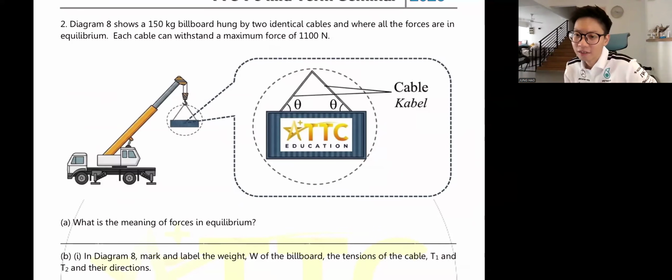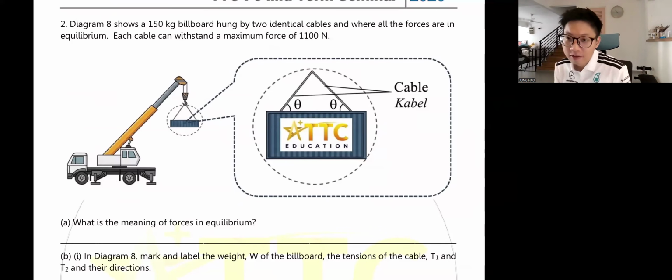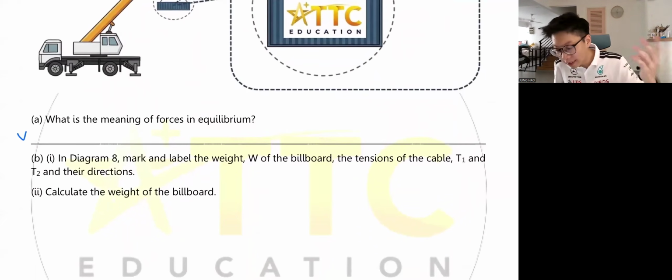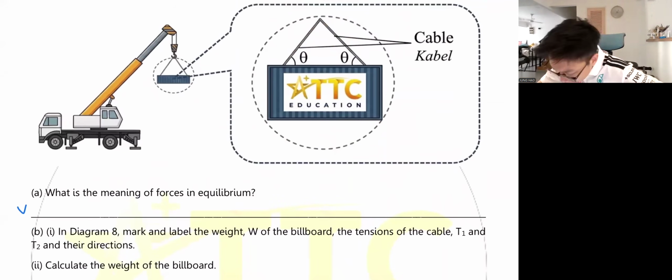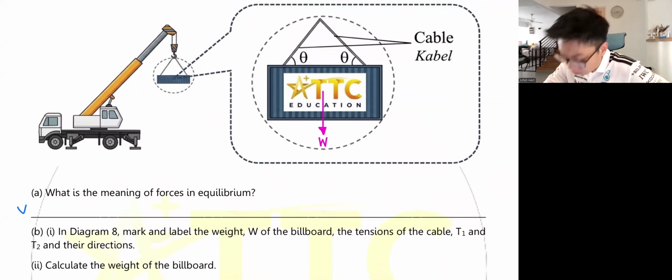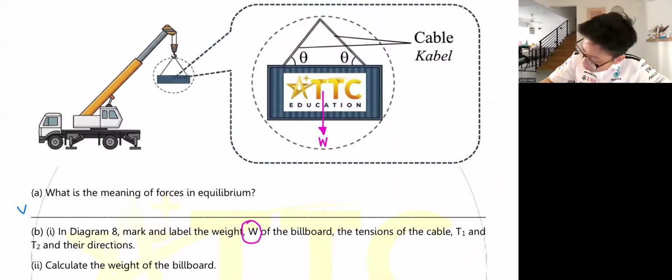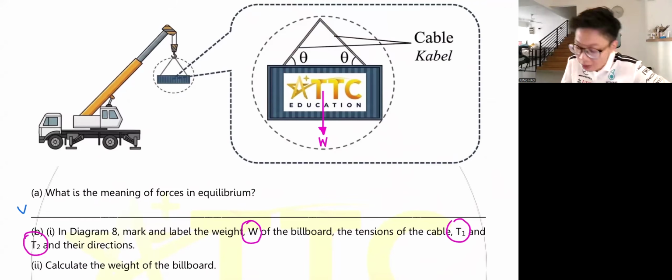Okay, can. Now let's continue. So you're already done with this one. Then next: mark and label the W, the tension T1 and T2 and their direction. So number 1, we obviously want to draw the weight, the force that goes down. So the W goes down. The weight of it goes down.